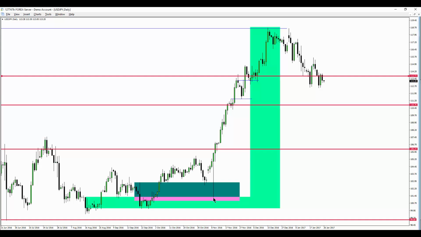So if you lose a level on a daily, don't be concerned. Just go out to a weekly chart and you'll see what they're reaching for. If you can't find it on a weekly chart, which is probably unlikely, but if you can't, go out to a monthly chart and you'll probably see much clearer where they're trying to push price.